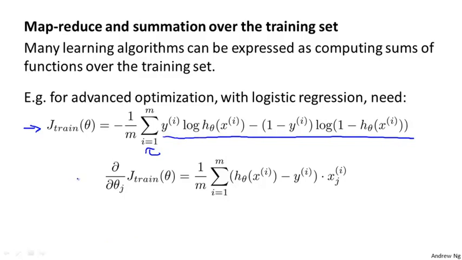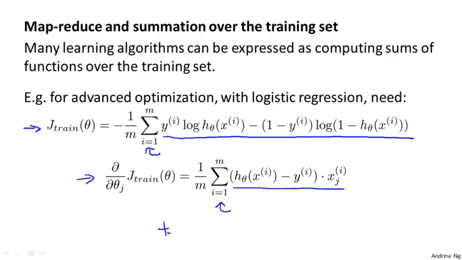Then the other thing that the advanced optimization algorithms need is a routine to compute these partial derivative terms. And once again, these derivative terms for logistic regression can be expressed as a sum over the training set. And so once again, similar to our earlier example, you would have each machine compute that summation over just some small fraction of your training data. And finally, having computed all of these things, they could then send their results to a centralized server, which can then add up the partial sums.